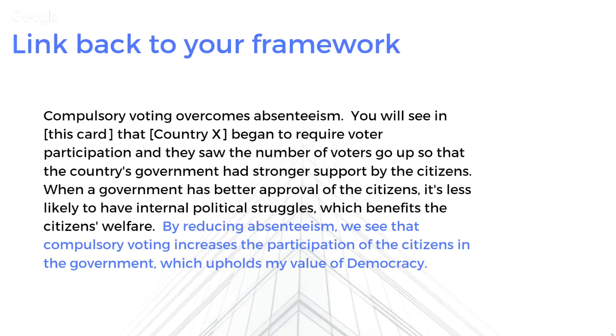Link back to your framework. Now, every contention needs to have a link back to the value criterion and to the value. It should be the last part of the contention that you say. In this one, by reducing absenteeism, we see that compulsory voting increases the participation of the citizens of the government, which upholds my value of democracy. Now, there you go. I've got all the links back to my value criterion and my value. And then I could move on to my next contention.